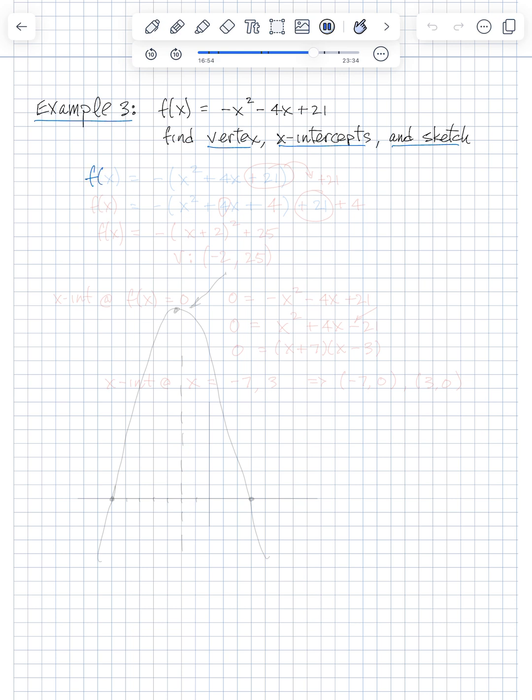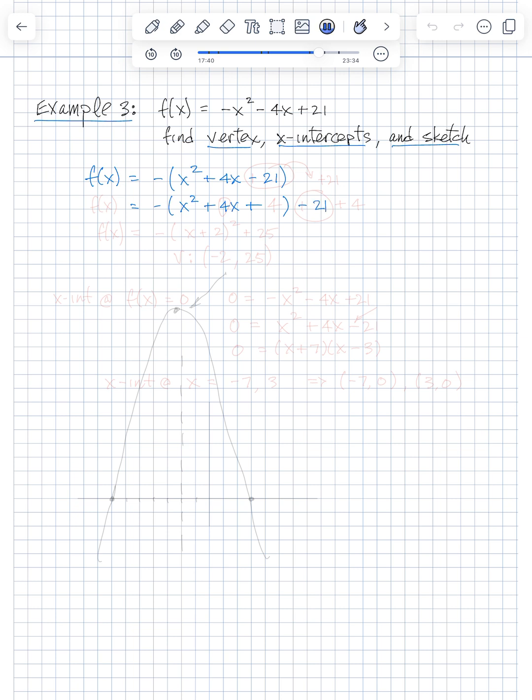So f of x is equal to negative times x squared plus 4x minus 21. So factoring a negative out of this. And so now I can complete the square. So it's going to be a negative of x squared plus 4x plus, parenthesis, and we have a negative 21 out here.